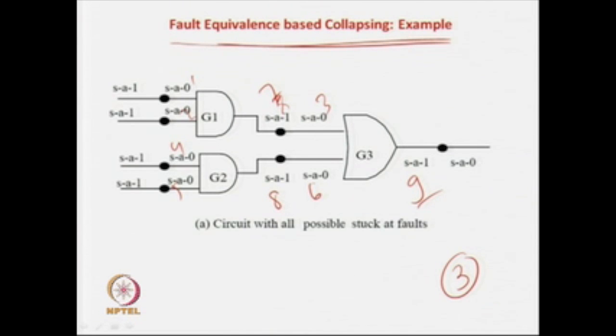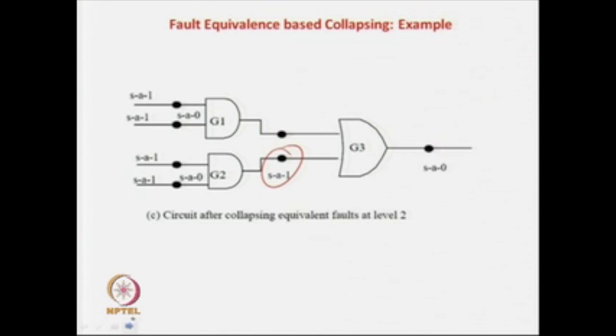Out of these 3 we have kept 1, out of 4, 5, 6 we have kept 1, and out of 7, 8, 9 we have kept 1. So, 1/3 fault reduction is possible by equivalence. So, you can see over here.